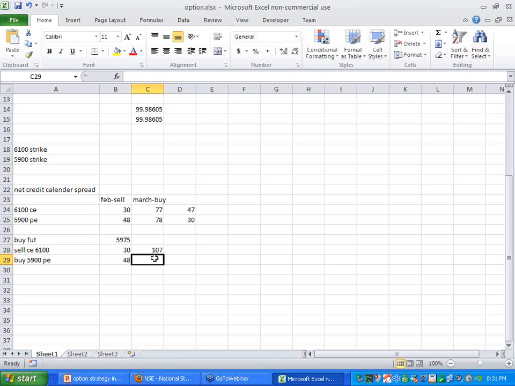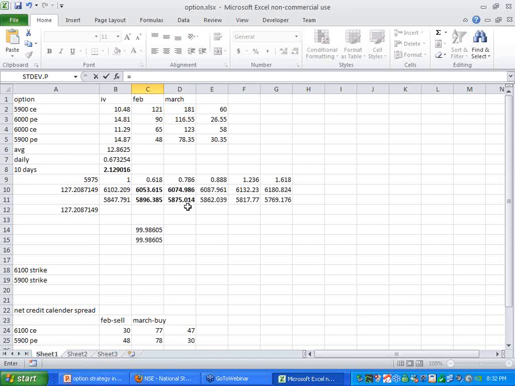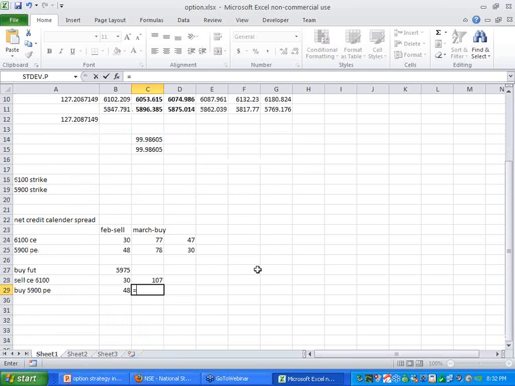You can gain, and if it slides below 5862 and comes down to 5769 level, your losses will be 48 plus 45, so 93 points will be your loss if you are taking the covered call. In the same way you can take the covered put: selling the future, selling the put option, and at the same time buying a call option.